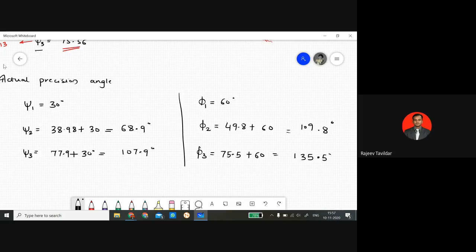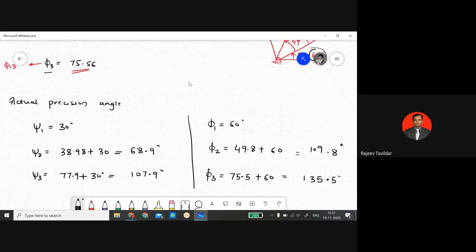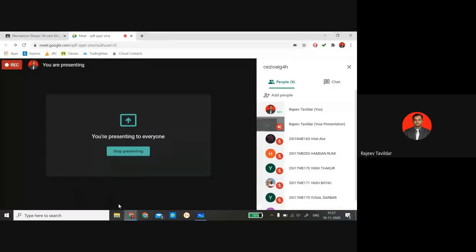I hope the step we have done just now is clear to everyone. For every angle that we have found, I have added this phi value because I want the angle to be measured not with respect to position 1, but with respect to the horizontal position. Is it clear? Yes, sir.